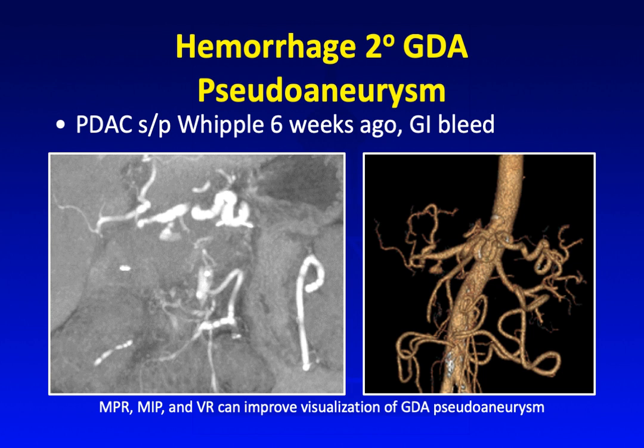In the normal expected post-Whipple patient, you have the common hepatic artery coming through, and they should really clip off the GDA right up against the common hepatic artery margin, and there really shouldn't be much of a remnant. So if you see an abnormal collection that's sticking out at where the GDA used to be, be very concerned about a GDA pseudoaneurysm.